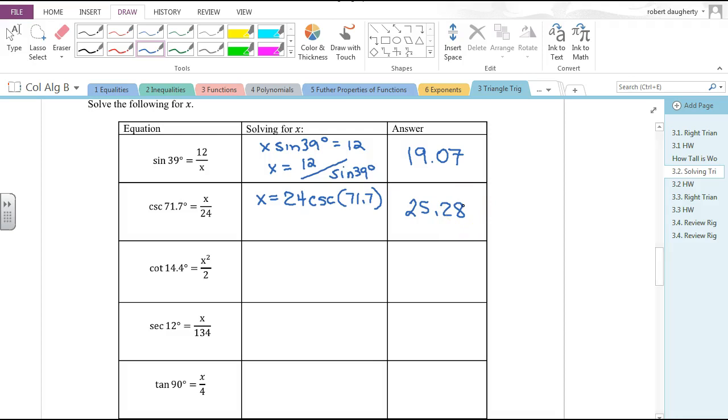So what about the next one? I'm tricking you with an x squared, but how do I get that by itself? Yeah, so x squared is equal to 2 times the cotangent of 14.4. Okay, so if x squared is this, x is going to be the what? The square root of that. So I need to find the square root of 2 times the cotangent of 14.4.